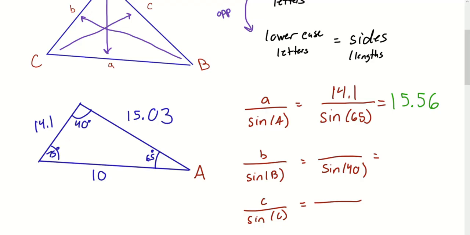Same answer as the person next to you. Round to the nearest hundredth, like we did for the first one.